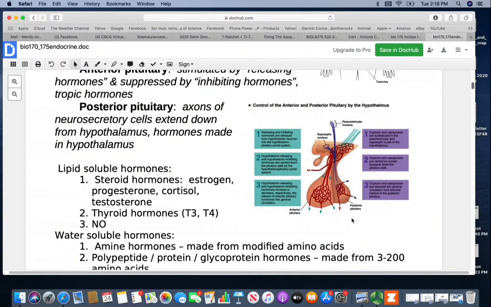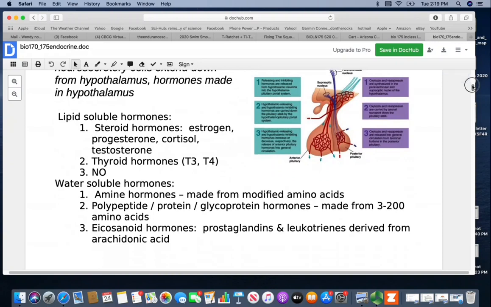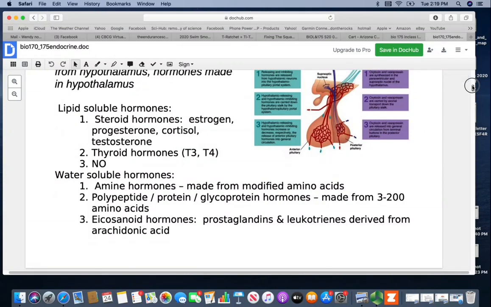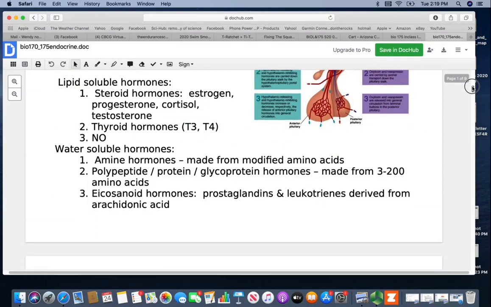So some of the hormones are lipid soluble. Your steroid hormones like estrogen, progesterone, cortisol, testosterone, thyroid hormones like T3 and T4 and nitric oxide. And then some are water soluble like your amine hormones that are made from modified amino acids. Your polypeptide, protein or glycoprotein hormones, these can be anywhere from 3 to 200 amino acids. And then the eicosanoid hormones like the prostaglandins and leukotrienes that are derived from arachidonic acid.